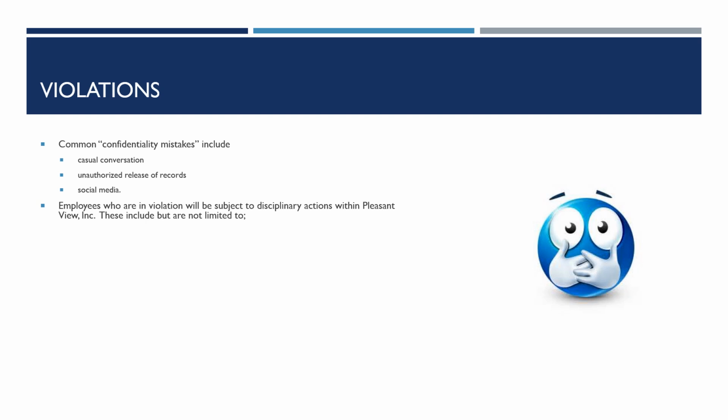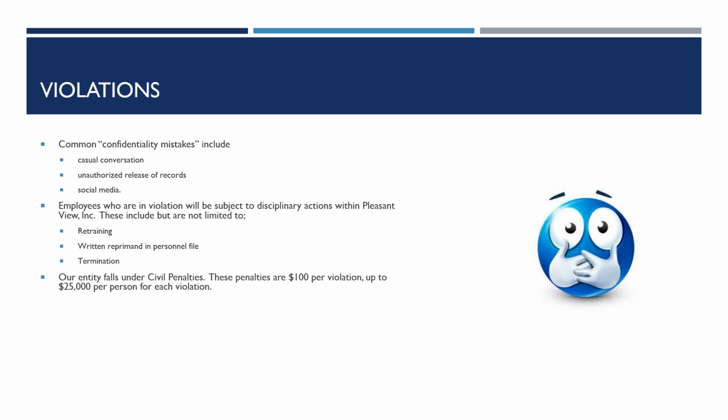So employees who are in violation or found to have breached confidentiality will be subject to disciplinary actions within Pleasant View. These include, but are not limited to, just a retraining, written reprimand in your personnel file, or even termination. In addition to disciplinary actions within Pleasant View, there are outside penalties as well.